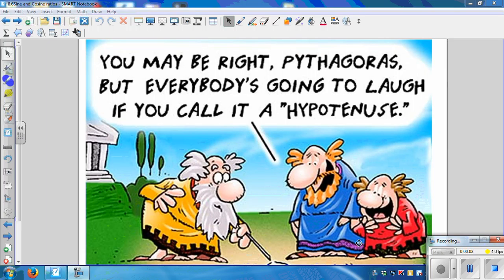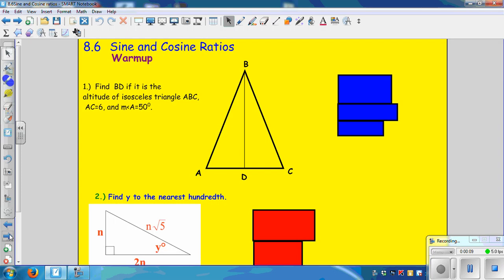This lesson is section 8.6, sine and cosine ratios. Complete the two problems from the warm-up. Pause the video. When you're finished, check your answers.